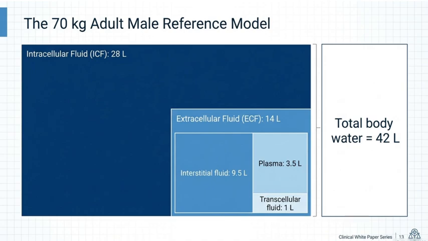To understand the fluid distribution, we take a standard 70 kg adult male. In the 70 kg adult male, the total body water is about 42 liters. Out of this, around two-thirds, that is about 28 liters, is intracellular fluid, which is the major portion. The remaining one-third, about 14 liters, is extracellular fluid. This extracellular fluid is further divided into interstitial fluid, plasma, and a small amount of transcellular fluid.